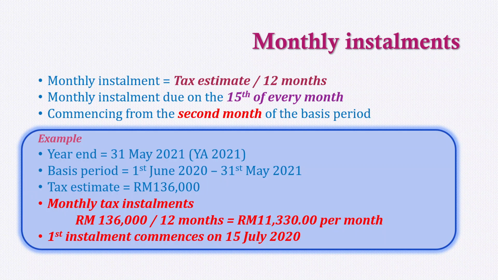Okay, so that will be your monthly installment per month, and your first installment would commence on 15 July 2020. Okay, why 15 July 2020? Because you only commence in the second month. So first month of the basis period is June, so the second month is July. So latest 11,330 ringgit must be settled latest by 15 July 2020. Then it will go every month, latest by every 15 of every month.